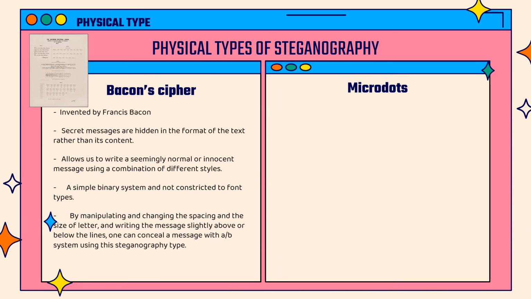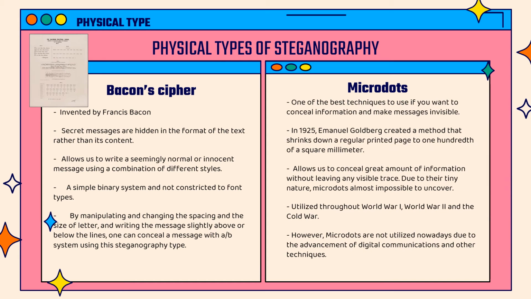Another early steganography scheme was Bacon cipher, invented by Francis Bacon. This works by hiding secret messages in the format of a text rather than its content. It allows us to write a seemingly normal text or innocent message by using a combination of different styles. Bacon cipher is really just a simple binary system, and it's not constricted to font types. By manipulating and changing the spacing and the size of a letter, or writing the message slightly above or below the lines, one can conceal a message with A and B system using this steganography type. The fourth one is microdots.